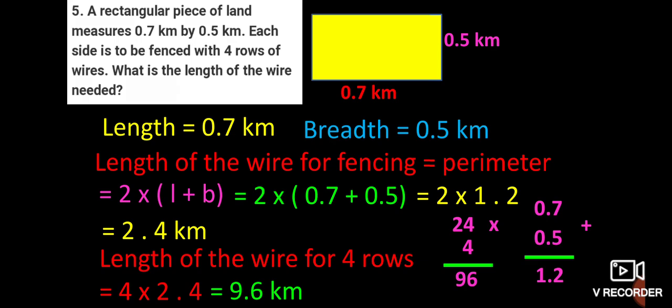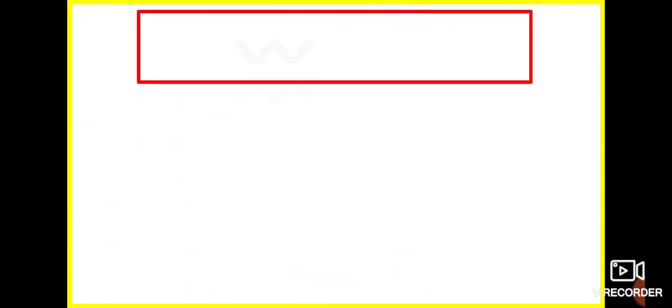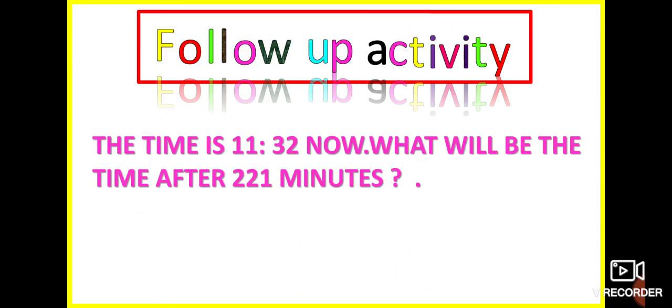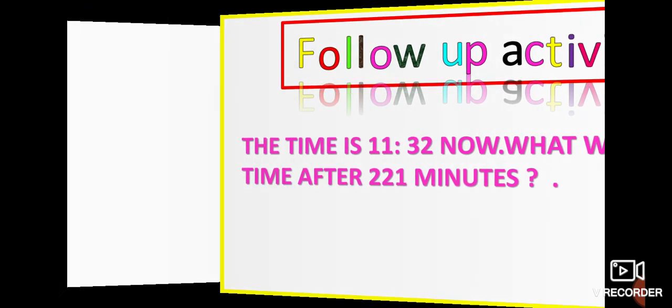Okay children, next you have one follow-up activity. Here the question is, the time is 11:32 now. What will be the time after 2:21 minutes? You write the number like this. 11:32, AM or PM, no problem. You write the time like this after 2:21 minutes. Okay. Thank you.